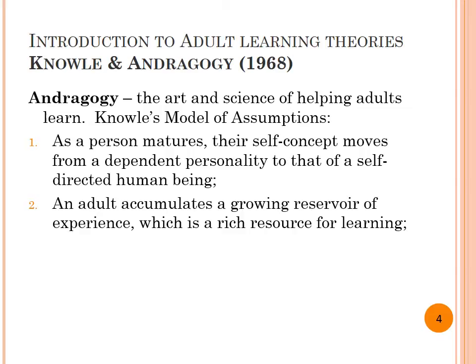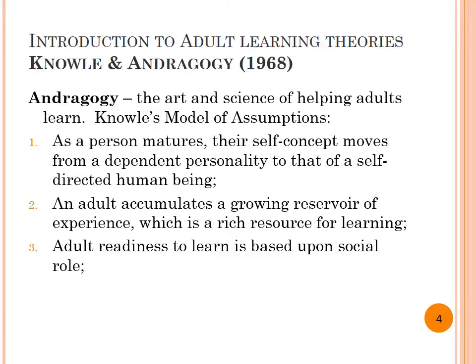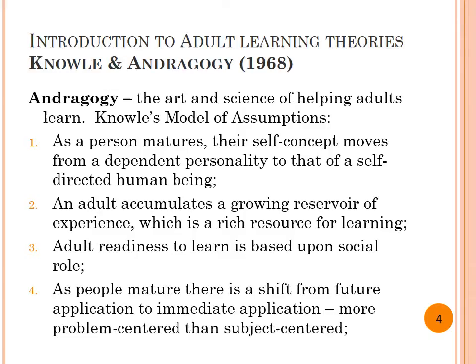Again, adults drawing on prior experience, what has worked, what has not worked, how can we learn from the things that have not worked in the past, so we don't repeat those mistakes and build upon those things that have worked. Number three, adult readiness to learn is based upon social role. So based upon the hierarchy or where people fit into society, their social role really informs that adult readiness to learn. As people mature, there's a shift from future application to immediate application, more problem-centered and subject-centered.